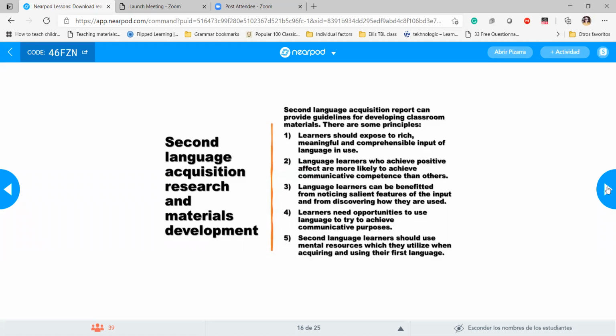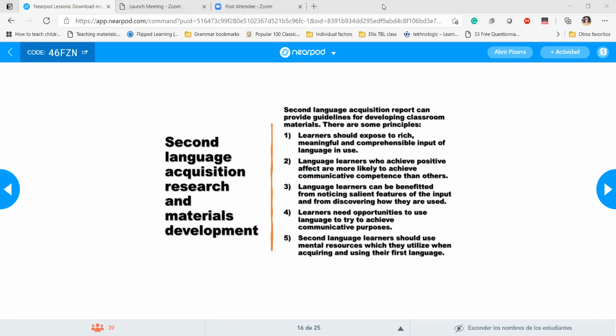And this has to do with a theory about the affective filter. So if these materials make students motivated, then the affective filter is going to go down and they're going to be more and more participative and they're going to acquire the language better. Then it tells us that learners can benefit from noticing salient features of the input and from discovery of how they are used. So students can also learn naturally if we really show students how useful these items of the language are and so on.